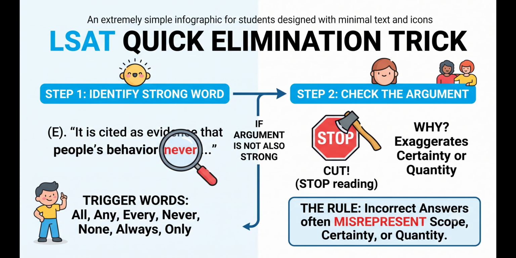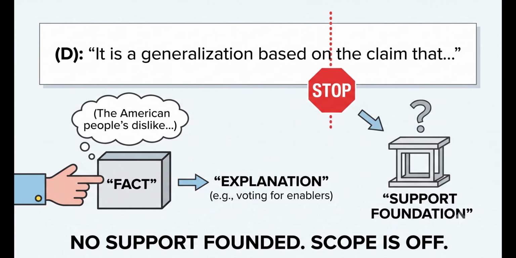Recall that every LSAT incorrect answer essentially commits the same sin of exaggerating or otherwise misrepresenting what the argument originally said in scope, certainty, or quantity. Here, the argument never discussed anything arising to the level of never, so we can cut E early there. Alright, let us now move on to answer choice D.